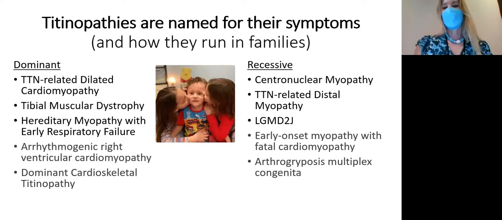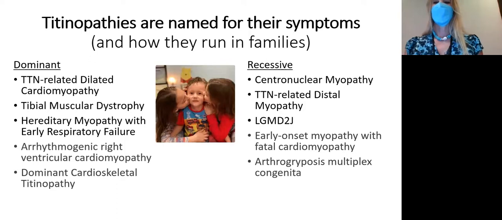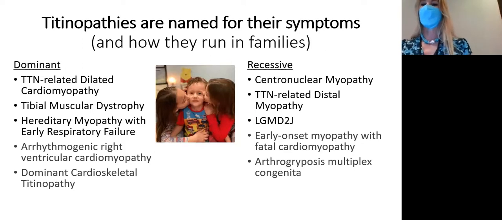Now on the other side, on the right-hand column, we have recessive titinopathies. So these are conditions that typically can affect siblings, but not across the generations. So we don't see affected parents and children with recessive titinopathies. So this includes centronuclear myopathy. This particular condition is named for the appearance of the muscle on a muscle biopsy. So this is not necessarily a symptom, but it's more the appearance of the muscle tissue.